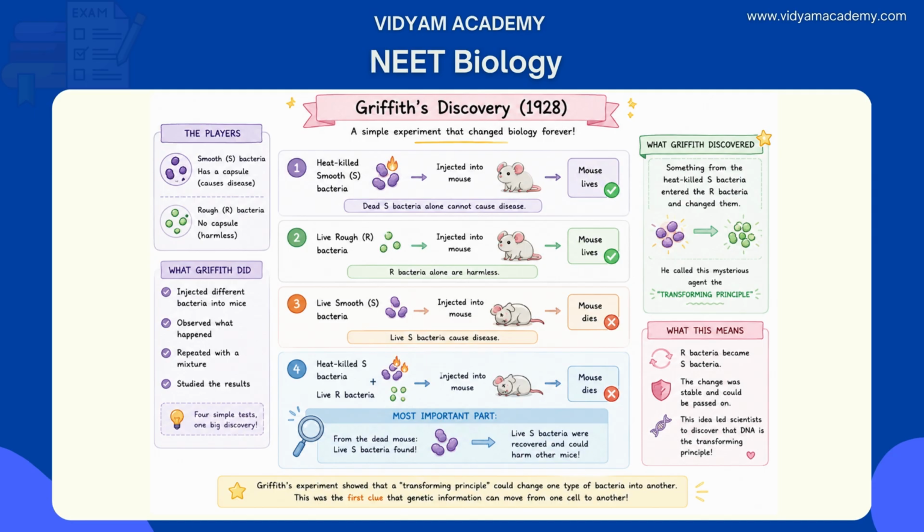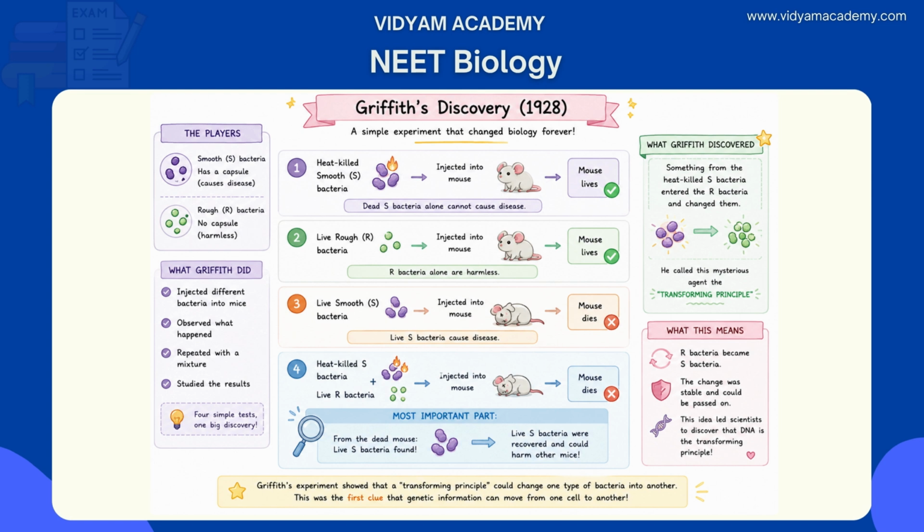He showed that live S bacteria killed mice, heat-killed S bacteria didn't kill mice, and live R bacteria did not kill mice, all as expected. The remarkable finding was the 4th experiment: a mixture of heat-killed S bacteria and live R bacteria killed mice, and live S bacteria were recovered from the dead mice.